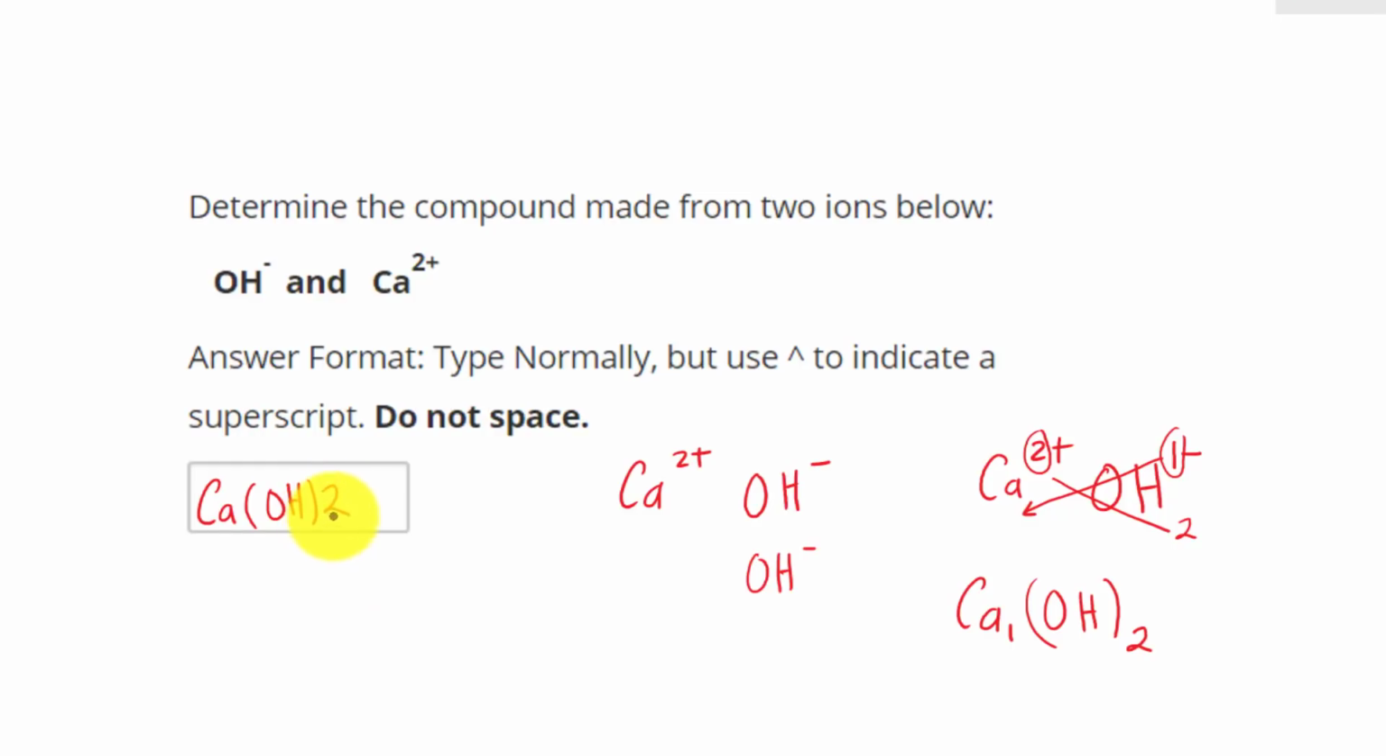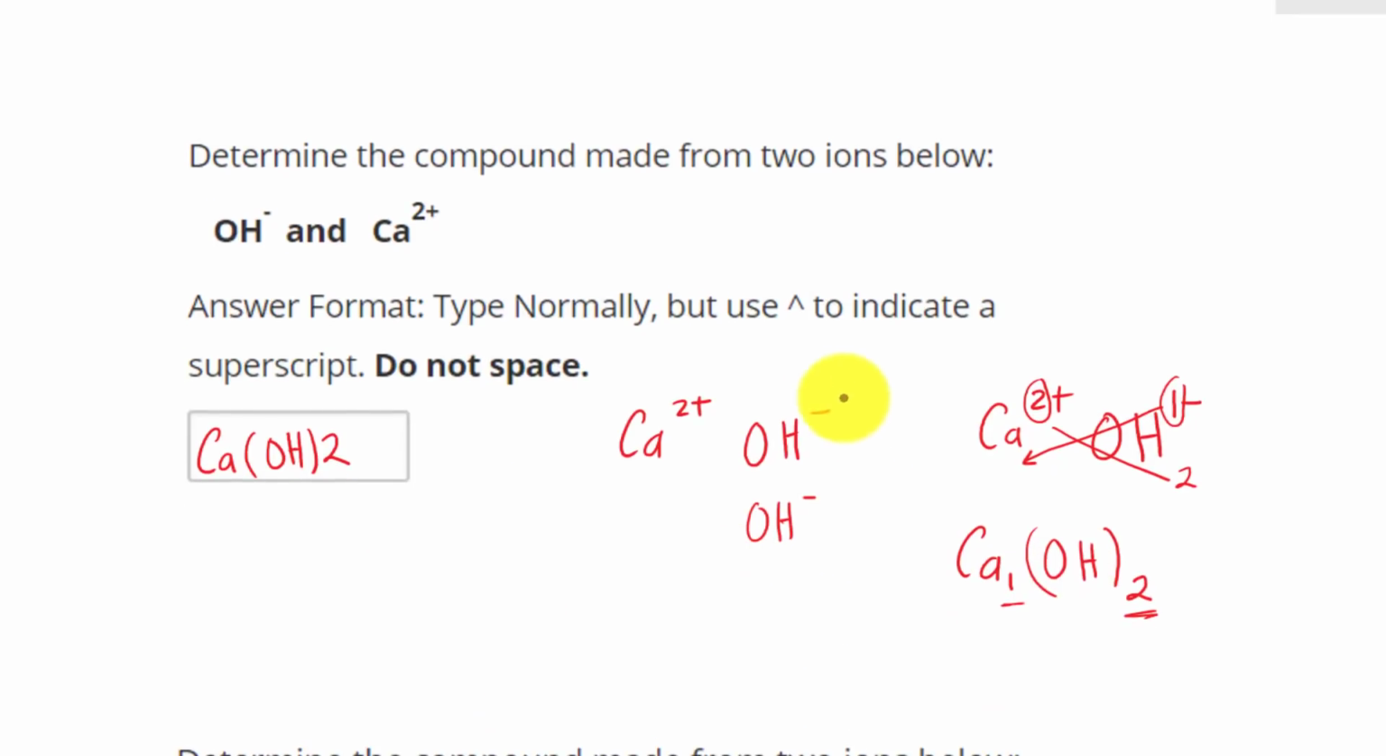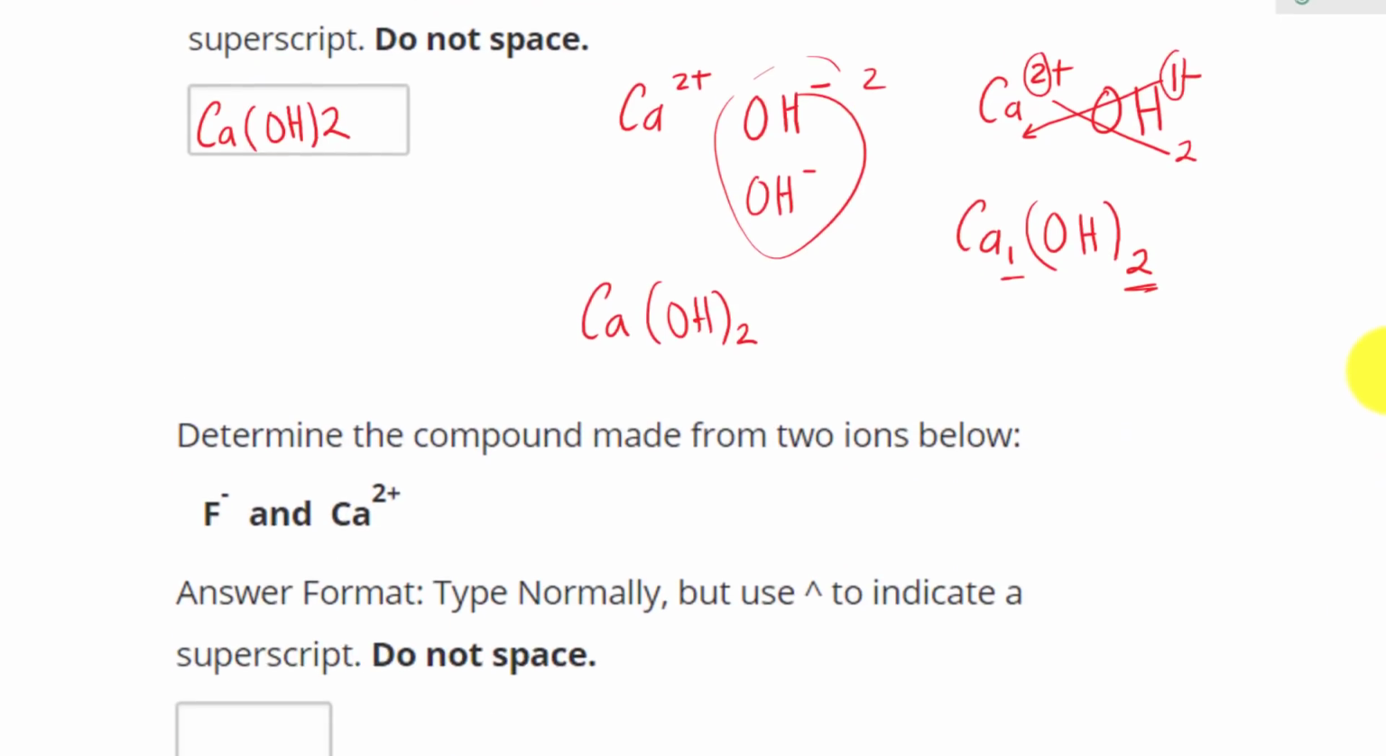Just keep in mind that this 2 is this one right here, and we don't type in any ones. But if we look back at this, notice how we have 2 hydroxide and 1 calcium, the same thing. We have 1 calcium, so we don't use any subscript right here, and 2 hydroxide, we have to group them together and indicate there are 2 of them, right there. And that's the difference between the crisscross methods and the common sense methods.